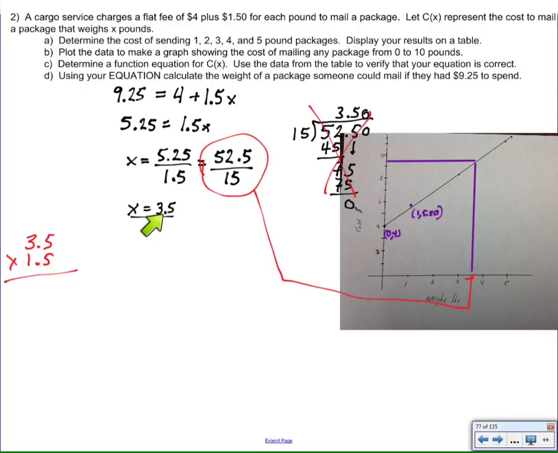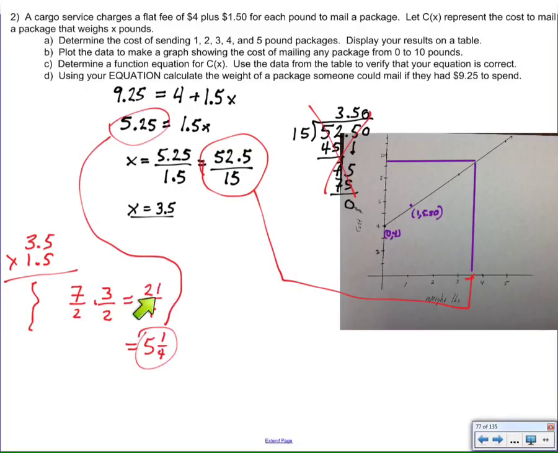You can check that this is true by saying 3.5 times 1.5. If we multiplied 3.5 times 1.5, we should end up with 5.25. But that's long multiplication. There's still a better way. I'm just going to do 7 halves, which is 3.5, times 3 halves, which is 1.5, and I get 21 fourths. Clearly 4 goes into 21 5 times with a quarter left over, which matches what I had here. So 1.5 times the 3.5 pounds is going to cost me $5.25. If we add the $4 to that, we get the total $9.25.